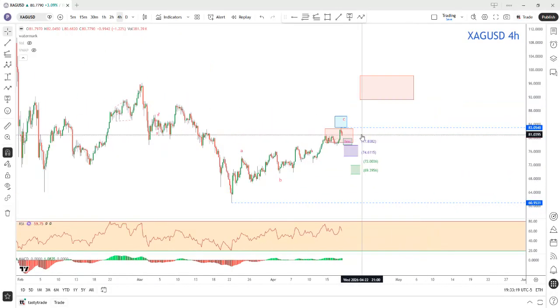I think if you're not in, like I said, I'd really rather be buying down here, because there is always that possibility that we're going below 60. All right, that's what I see.